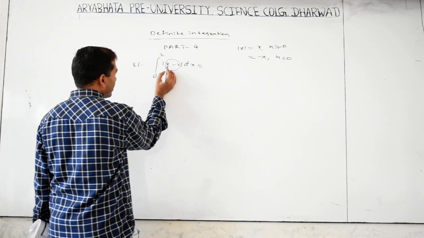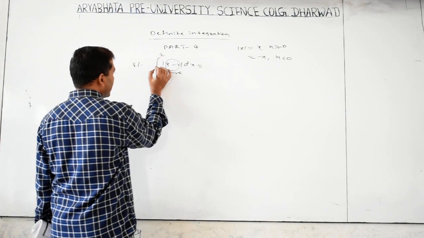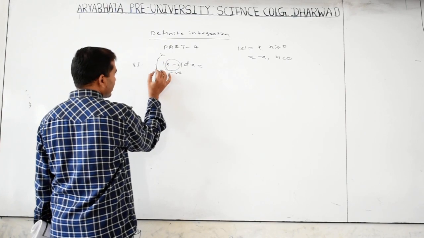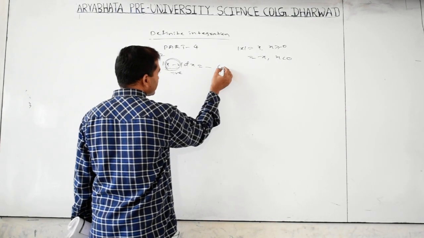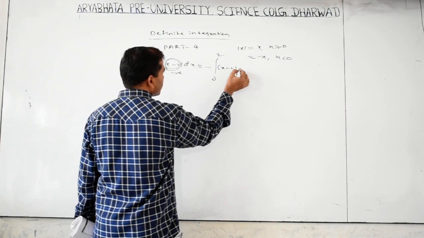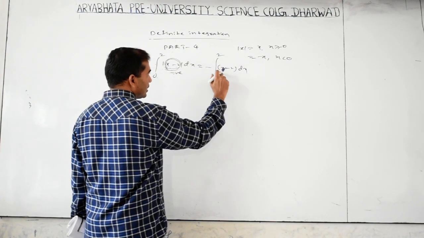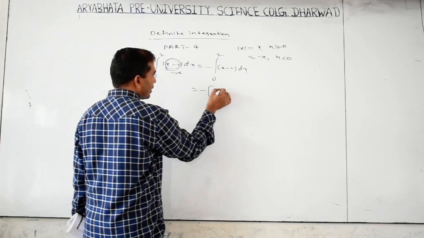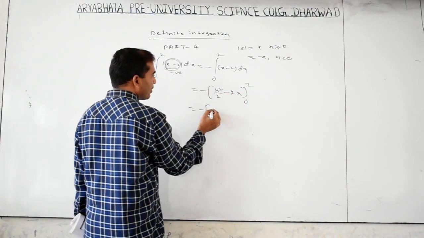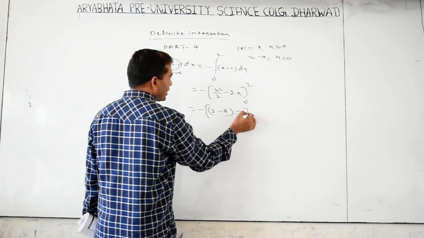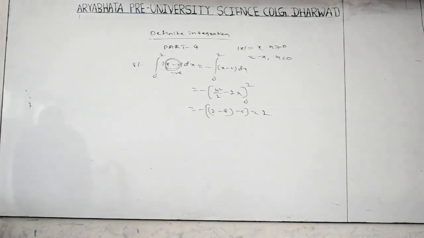0 to 2 interval: take any one number, say 1, 1 minus 2 is negative only. At 2 it is 0, but for any number between 0 and 2, this interval is entirely negative. Then mod of x minus 2 is minus of x minus 2, integration of 0 to 2. So eliminate mod first by using this concept, then find integration. X square by 2 minus 2x, limits 0 to 2: upper limit 4 by 2, 2 minus 4, lower limit is 0. 2 minus 4 is minus 2, plus 2. This is the answer. Okay.